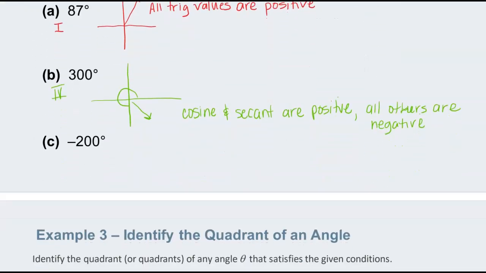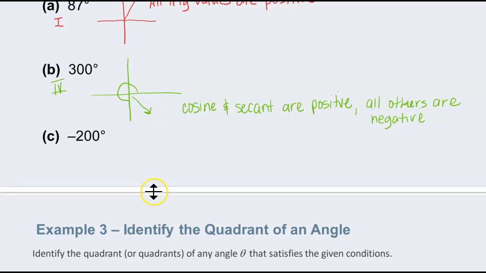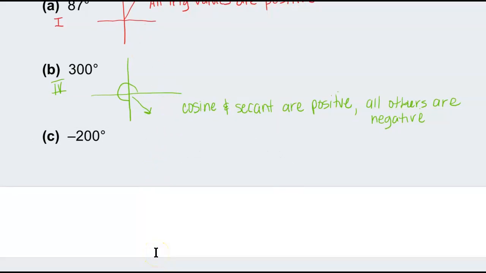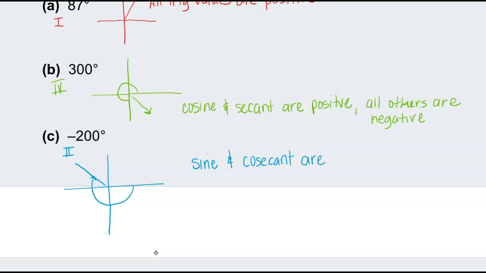Negative 200. Well, if I go this way, this would be negative 180. So it's going to be a little bit farther than that. So it looks like this is in quadrant 2. So sine is positive. The reciprocal of sine is cosecant. And everything else is negative.